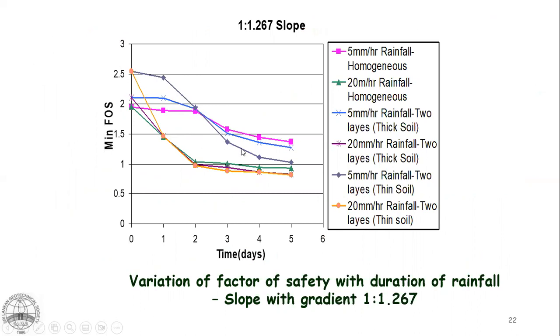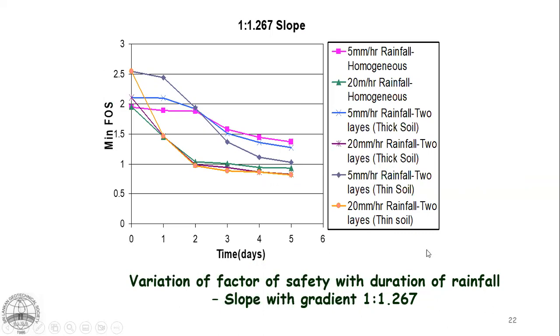of safety decreases. So in a homogeneous slope, starting with that, with a 5 mm per hour rainfall, it is dropping like that. With the heavier rainfall, it is dropping much faster. When you have contrasting layers of permeability, it may start with a larger value, but it is dropping much faster. This is for a slope of gradient 1 vertical to 1.26 horizontal.